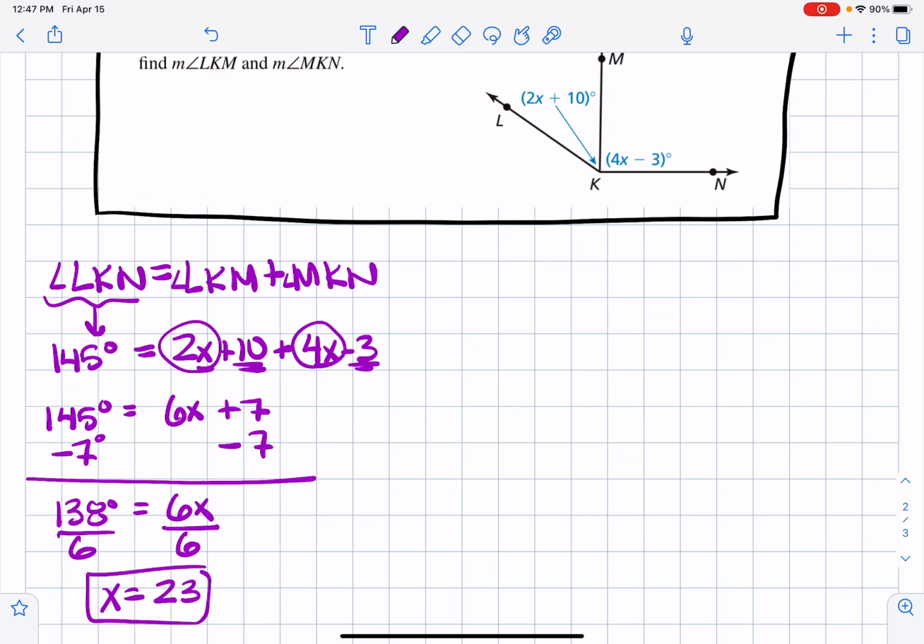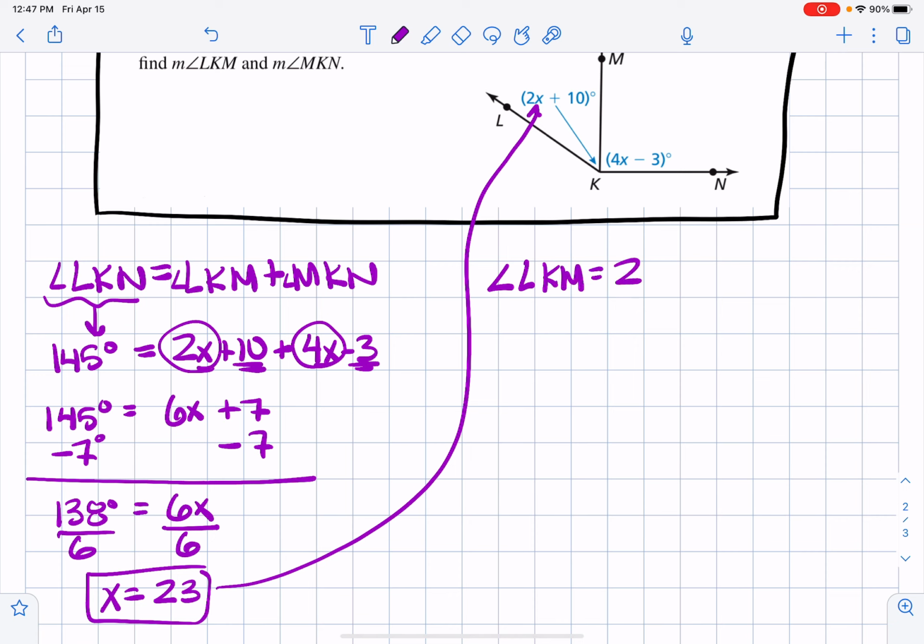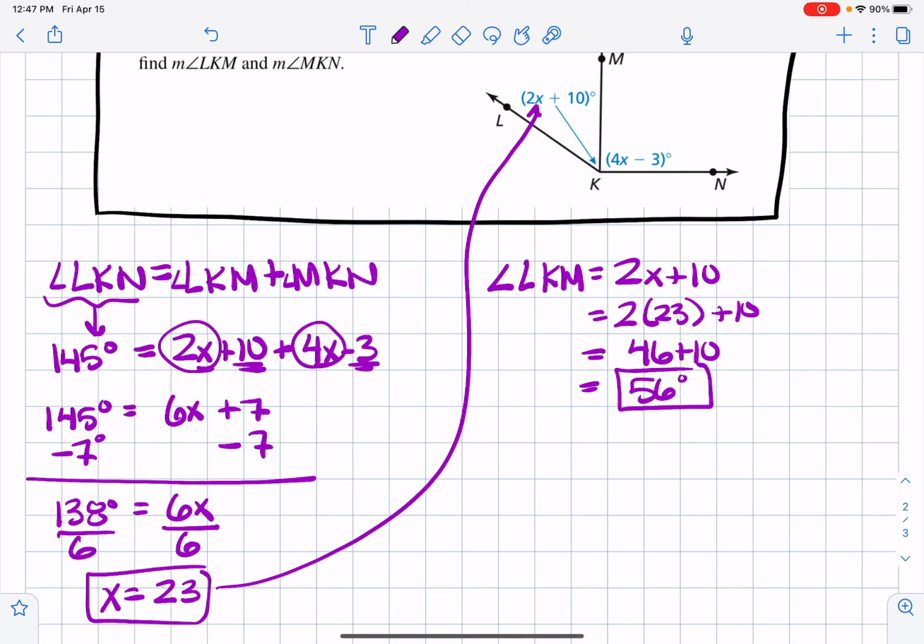All right, what do we do with that? We plug it right back in, and we would say angle LKM is equal to 2x plus 10 degrees. So x is a value of 23. We're going to add 10 to that. So 2 times 23 is 46 plus 10. So that is 56, and our answer is in degrees because we're measuring an angle. So that means that the measure of this angle right here is 56 degrees.